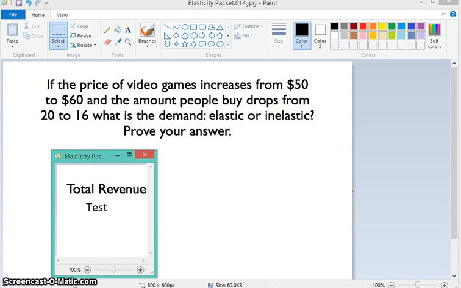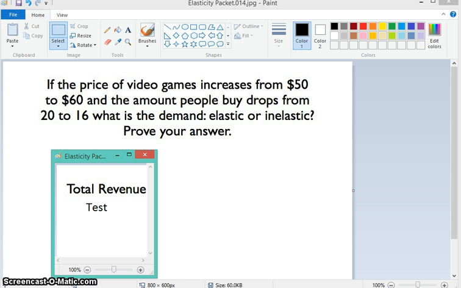Okay, so these questions about elasticity can come at you in a multitude of ways. They could give you a graph and say, look at the numbers, read the graphs, the prices and the quantities, and tell us what the elasticity is, if it's elastic or inelastic. Or they could give it to you like this in a word problem.